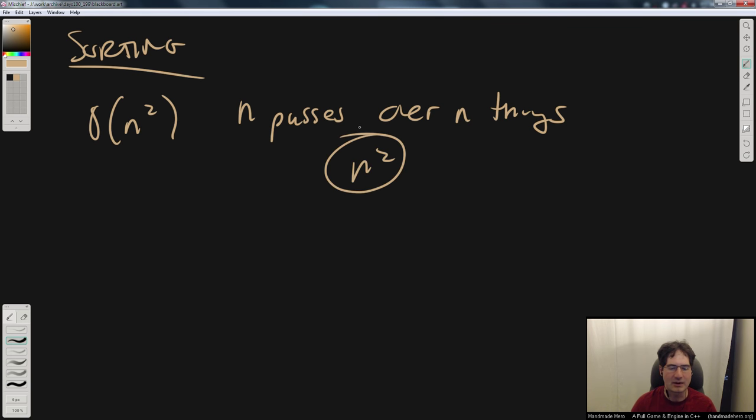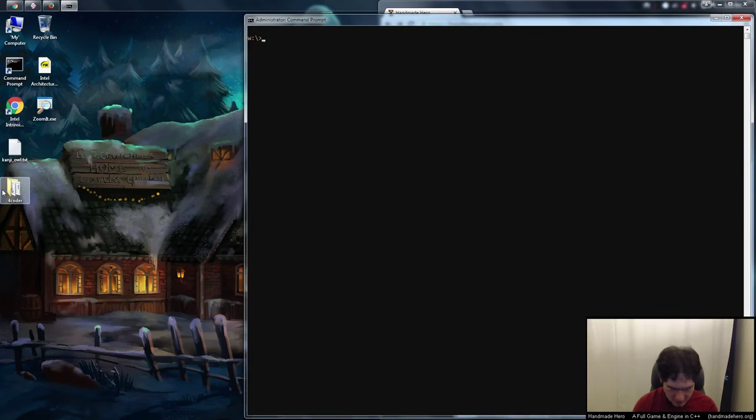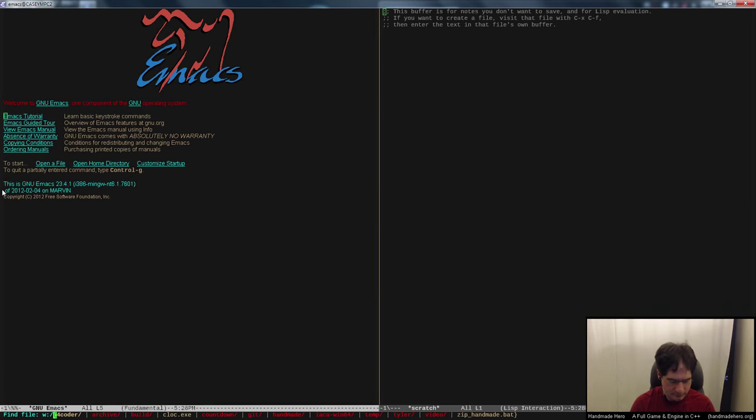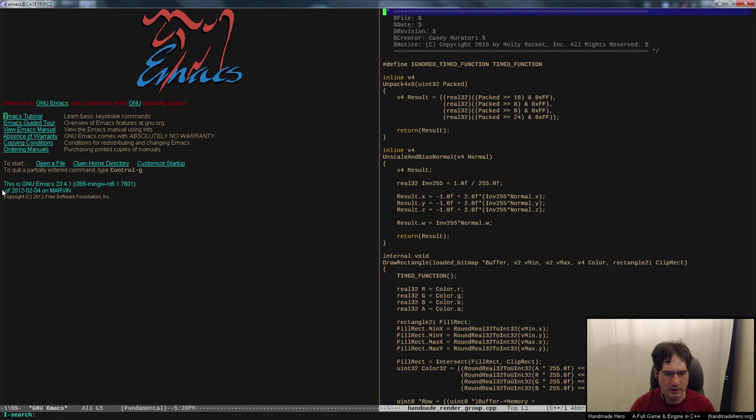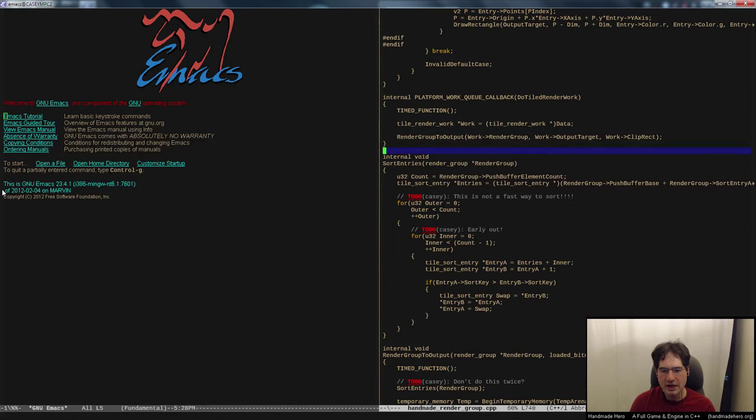That was very easy, and we could see it directly because, actually, I guess I don't have my code up yet, but when we looked at the actual code in handmade_render_group, when we have our sort here, let's see here, there it is. You can actually just see it. Here is the outer loop, here's the inner loop. If I multiply the number of things here, it's count, times the number of things here, count minus one, I get count squared minus count, which is obviously going to grow at the order of count squared.